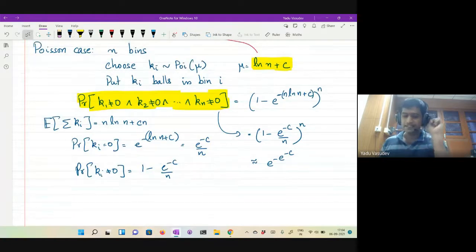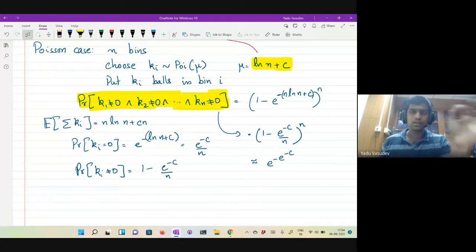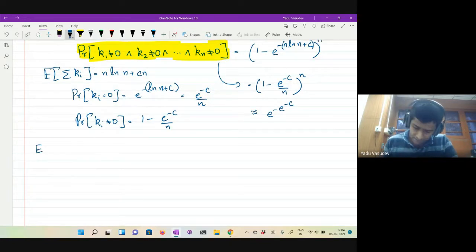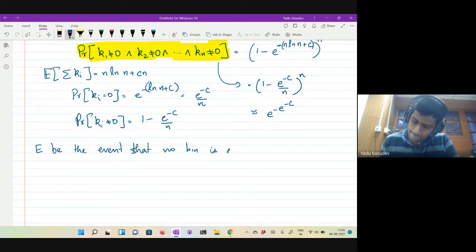So if instead of throwing balls into bins, we were to do this process, then the probability that no bin is empty is something like e to the power minus e to the power minus c. Right. So what does it say? Let E be the event that no bin is empty, right? And let X be the number of balls thrown.